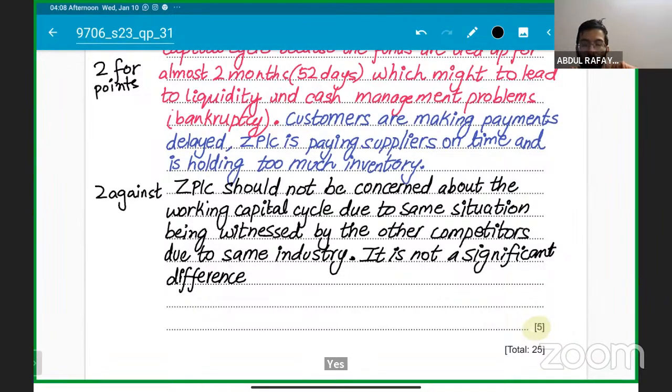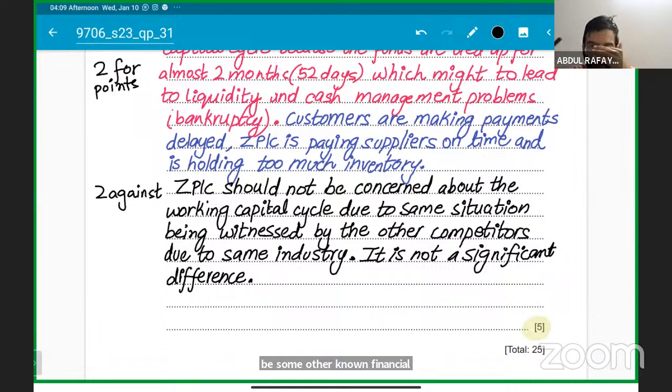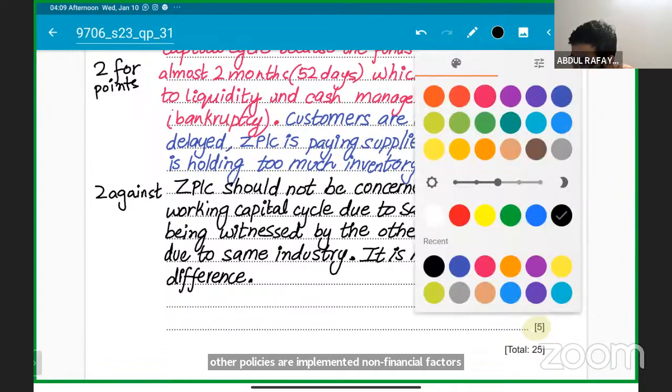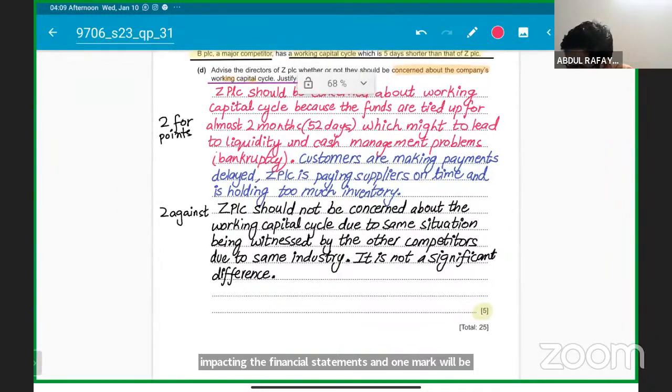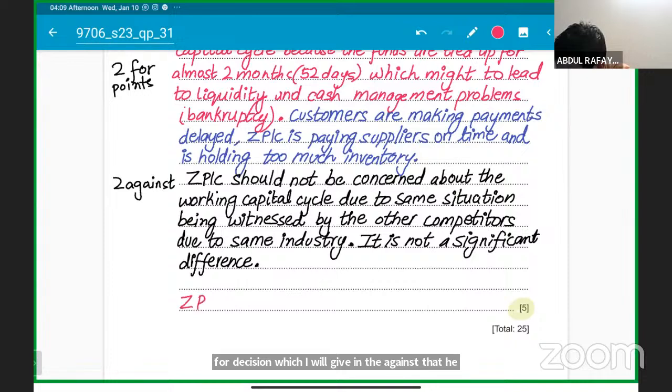And there may be some other factors, you can write like this. You can write that there may be some other non-financial factors. There may be some different policies जिसकी वजह से उनका less आ रहा हो. Non-financial factors can be taken into account that might be impacting the financial statements. And 1 mark will be for the decision, which I will give in the against that he should not be worried about it because ये norm ऐसा ही है. So ZPLC should not be worried about it.